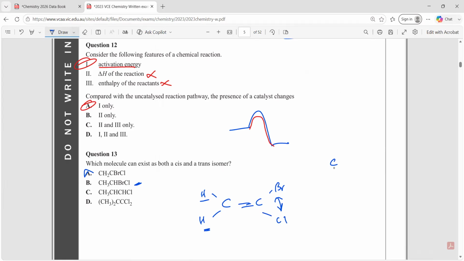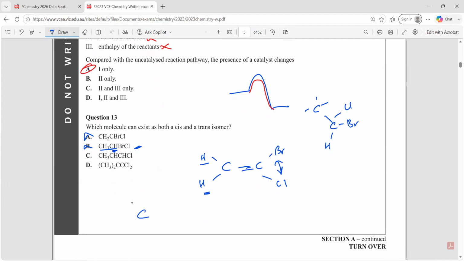So we've got C. Wait, what? Oh, wait, there's no extra carbon there. So what is that? So that's C. Okay, so that's just that. So there's no cis or trans. There's not even any double bonds there. So that's wrong, right? Here. Yeah, maybe this one looks good.